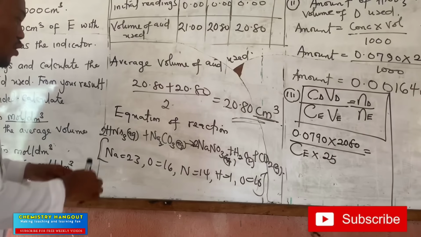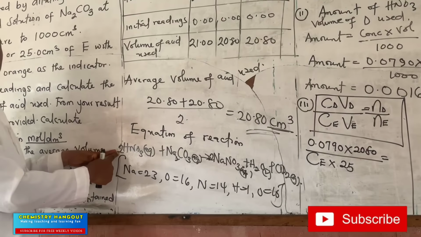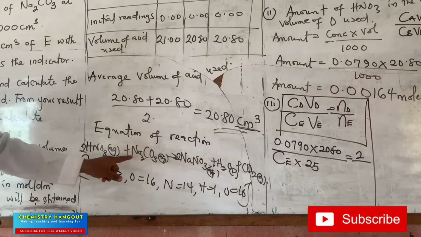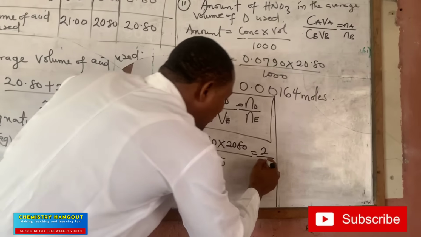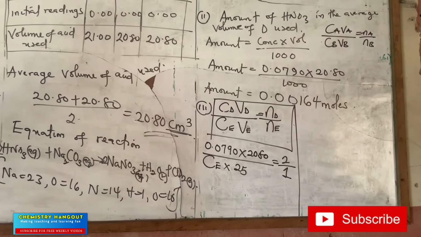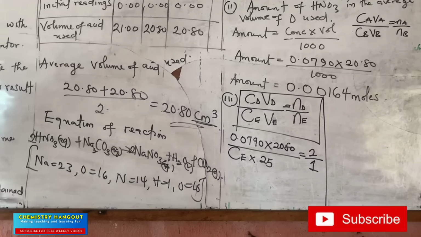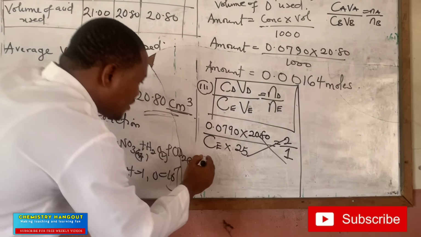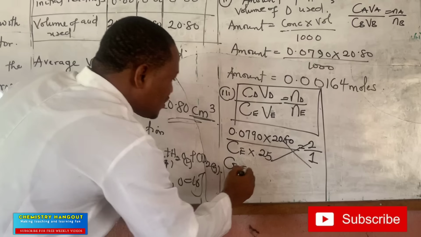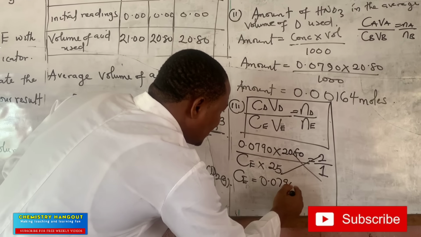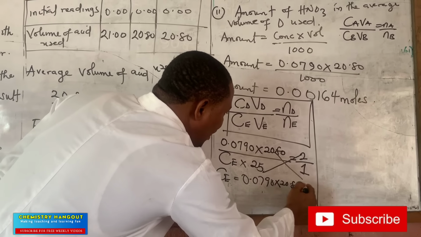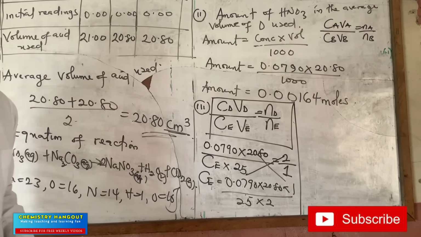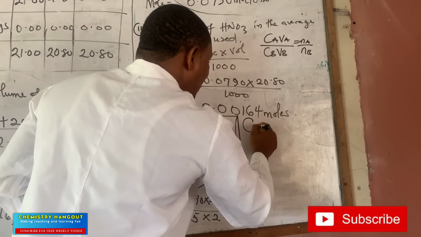You come to the equation. Amount of moles of D. D is the acid, right? That's 2 over amount of moles of E. This is E, right? That's 1. Please note this, there is no A or B. That's why I quickly corrected this. It's E. Then we cross multiply to make this the subject. So we have CE equal to 0.0790 times 20.80 times 1 over 25 times 2. We must make this the subject, so from there we have our CE.